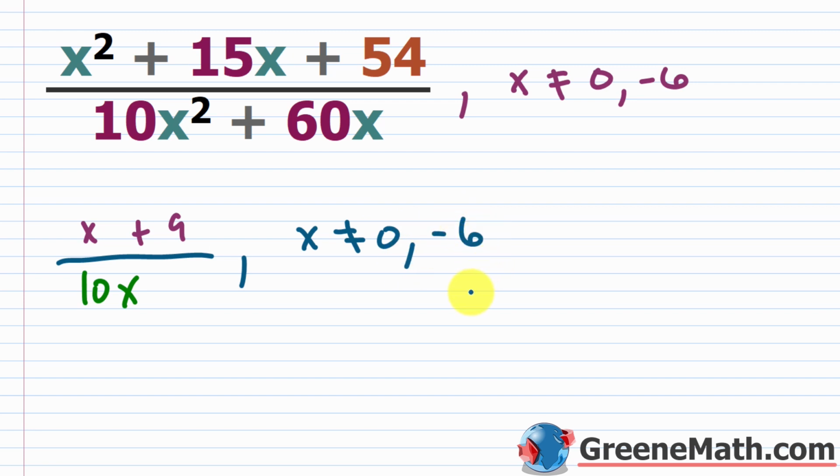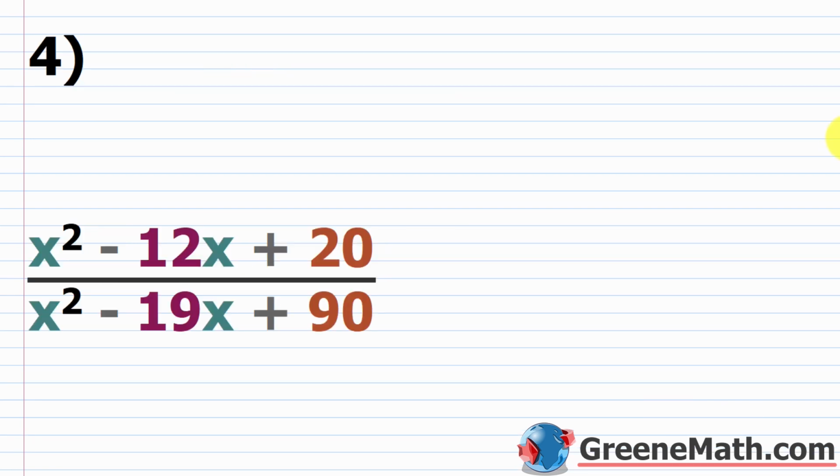Again, I can't stress this enough. If you did this in reverse, then what are you going to find? You would just set 10x equal to 0. You would solve that equation, and you'd find that only x can't be 0. But again, you're missing this negative 6 that you need because it was restricted from the original rational expression that you started with. All right, let's look at problem number 4.